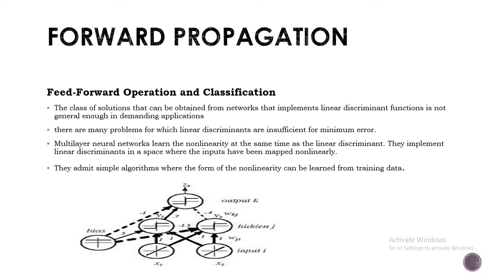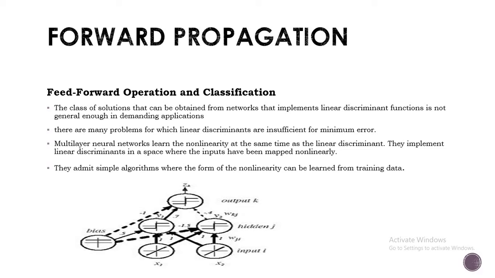Now we can see what forward propagation is. In forward propagation, we look at feed-forward operations and classification. The class of solutions that can be obtained from networks that implement linear discriminant functions is not general enough in demanding applications. There are many problems for which linear discriminants are insufficient for minimum error. Multilayer neural networks learn the nonlinearity at the same time as the linear discriminant. They implement a linear discriminant in a space where the inputs have been mapped non-linearly. They admit simple algorithms where the form of the nonlinearity can be learned from the training data.